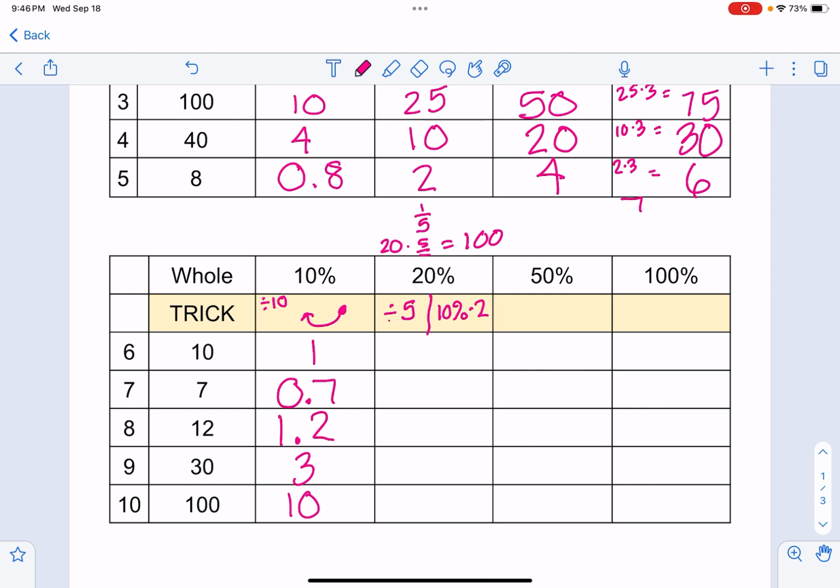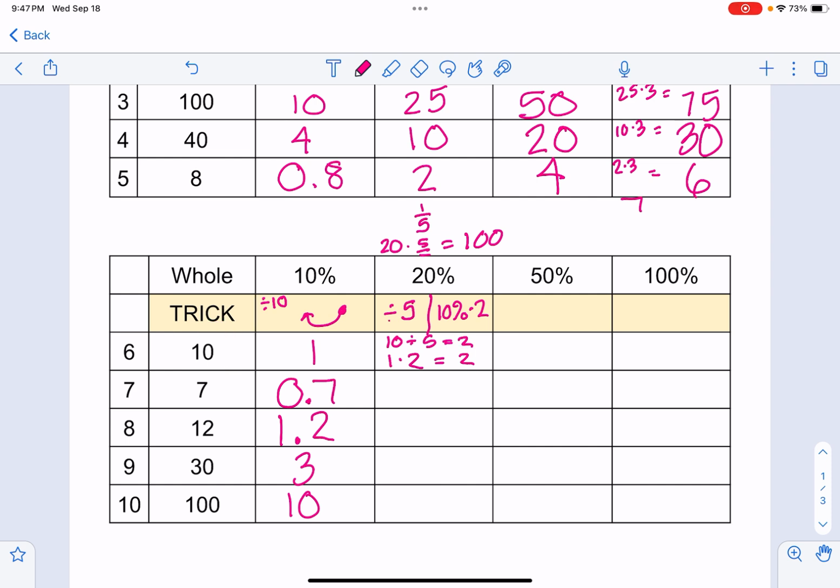So you could use either method. For problem 6, I could either do 10 divided by 5, which is 2, or I could take my answer for 10%, which is 1, multiply that times 2, and get the answer of 2. Same answer, either way works. So basically this means that if your bill was $10, a lot of people might leave $2 as a tip because that's 20% of it.